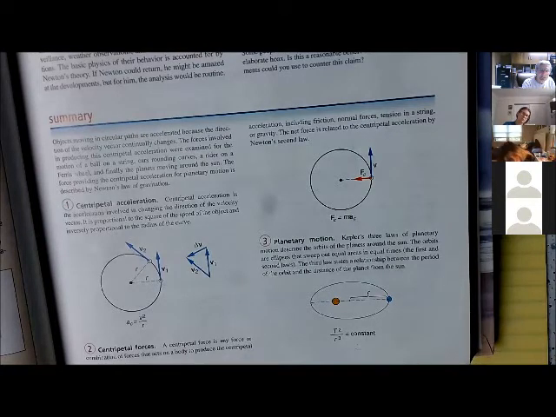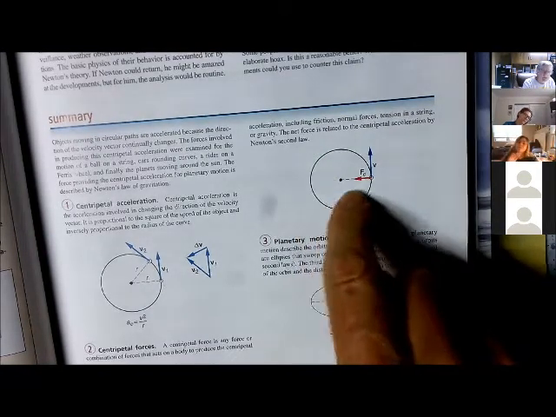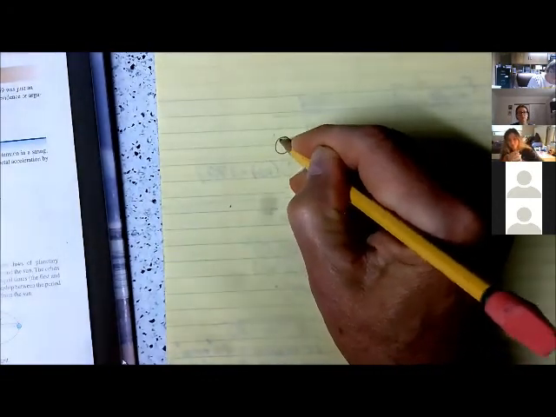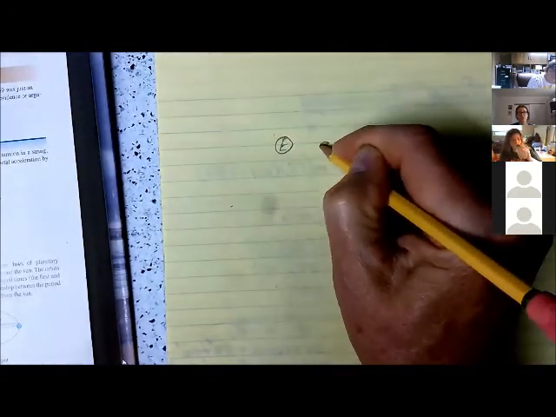In the case of a ball going around on a string, it's the tension in the string that generates the centripetal force. For the moon going around the Earth, it's the gravitational force of the Earth on the moon that keeps the moon locked in. Let me just mention this, in case it comes up at a party. You have the Earth, and you have the moon going around the Earth.